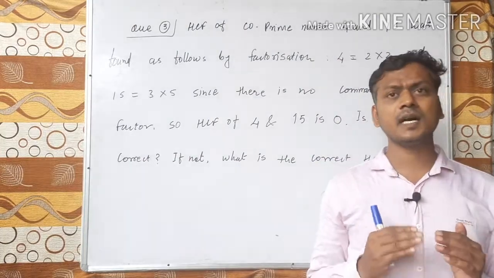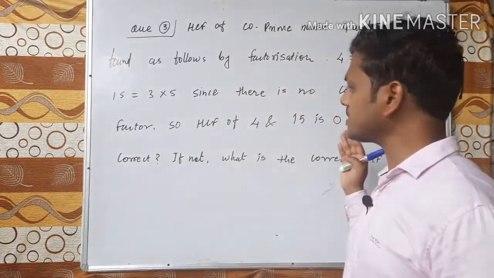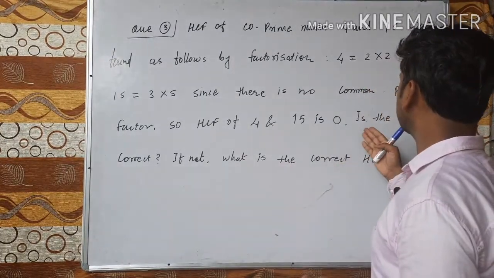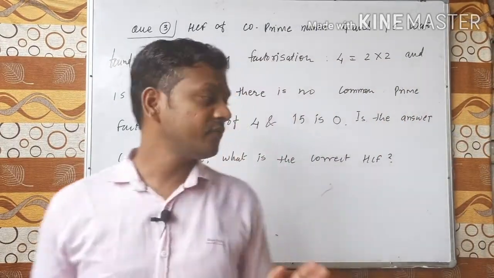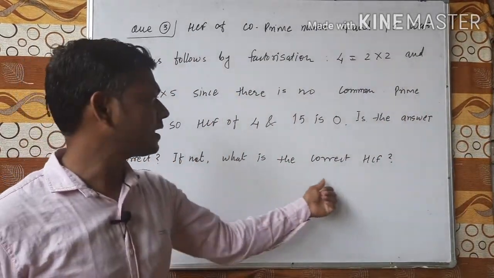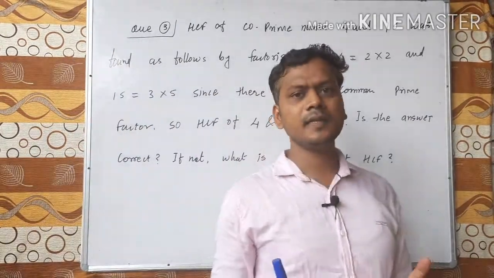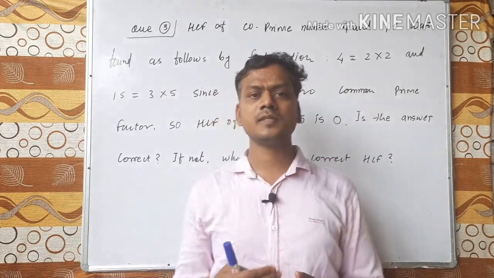4 and 15 का HCF 0 होगा. योर आंसर इज आइदर यस और नो. ओके, यू कैन ट्राई टू गिव द आंसर. इज द आंसर करेक्ट? इफ नॉट, व्हाट इज द करेक्ट HCF? ओके, क्वेश्चन इज क्लियर. आई थिंक एवरीवन अंडरस्टैंड.